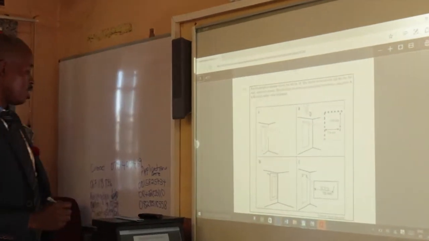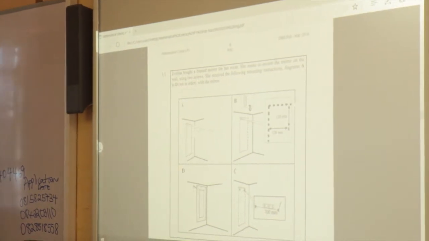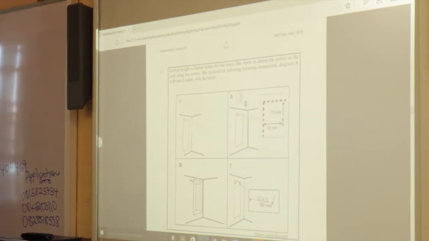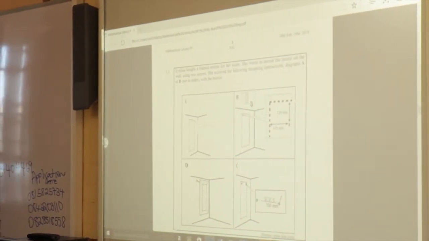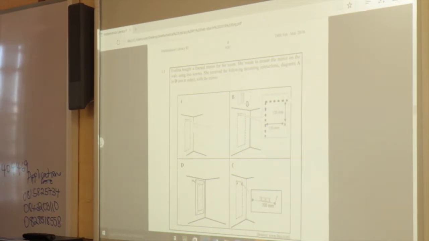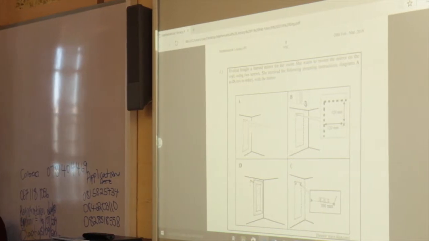Right, mounting the mirror on the wall is also assembling. So the question is going to be based on these pictures. So the first step is for the learners to understand the pictures that they are looking at. She wants to mount the mirror on the wall using 2 screws. She received the following mounting instructions, diagrams A to D, not in order, with the mirror.